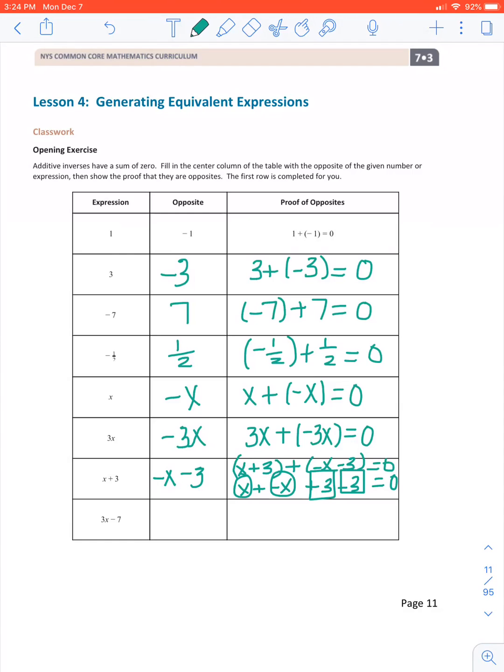Same thing with when I get to the last one, 3x minus 7. So the opposite of positive 3x is negative 3x. The opposite of minus 7 is plus 7. I'm going to set that up with like terms together. So 3x and negative 3x together. I have negative 7, positive 7. Well, 3x minus 3x is 0x, which is just 0. And negative 7 plus 7 is 0. So 0 plus 0, still going to give you 0.